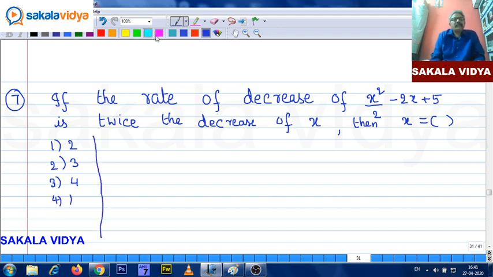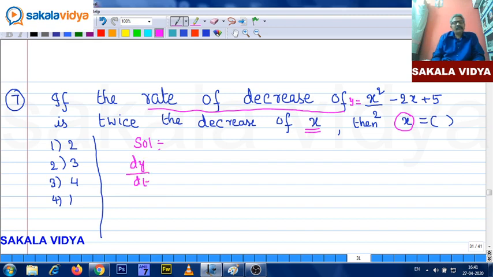Similar to the previous problem, only this is the rate of decrease. Let us say this is y. That means dy by dt equals twice the rate of decrease of x. dy by dx is equal to 2 times dx by dt. Then we need to find out the x value. So what is given here? dy by dt is equal to 2 times dx by dt. Let us say y equals x square by 2 minus 2x plus 5.